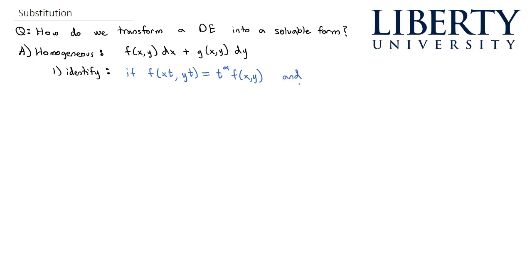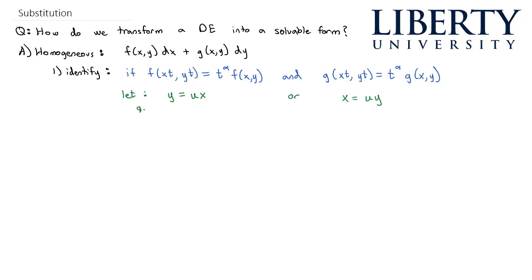And in fact, we're going to have to do this on both parts. So we're going to replace all the x's with xt and the y's with yt, and g as well, and see if we can pull out a t to the alpha times g of x, y. If we can do this, where we have the same exponent on both parts, it is a homogeneous first-order differential equation, and we can solve it by doing one of two very similar substitutions. We can either let y equal u times x, or we can let x equal u times y.